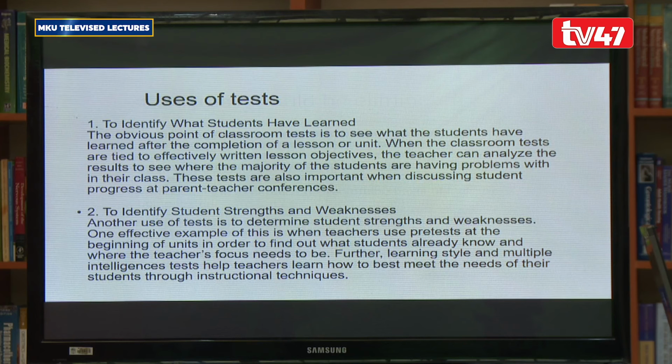Number one, tests are used to identify what the students have learned. When the teacher wants to identify what the students have learned and whether they have understood, they use tests to identify what they have learned and to what extent they have understood.